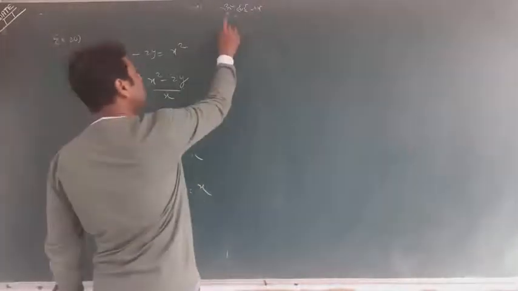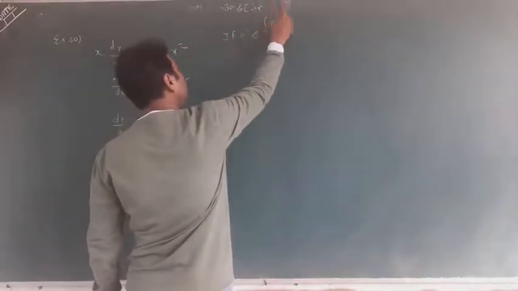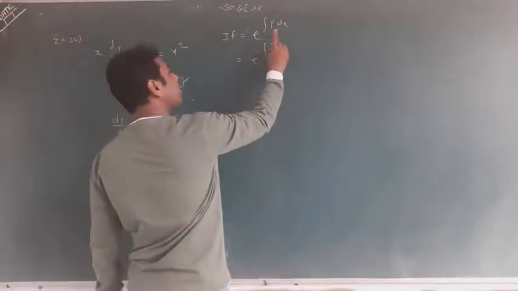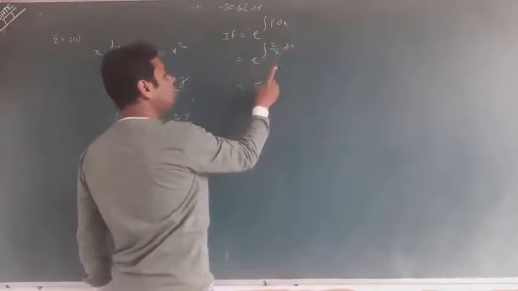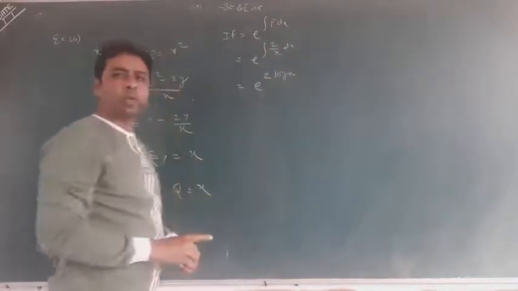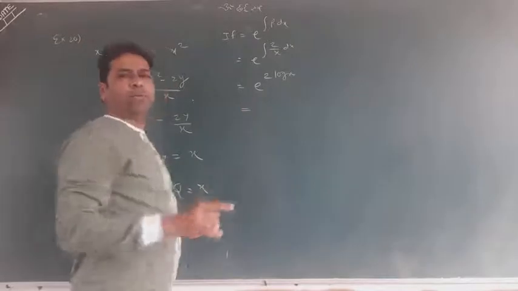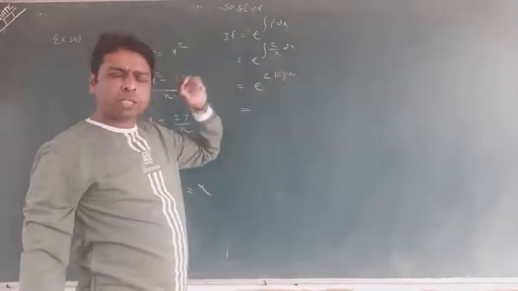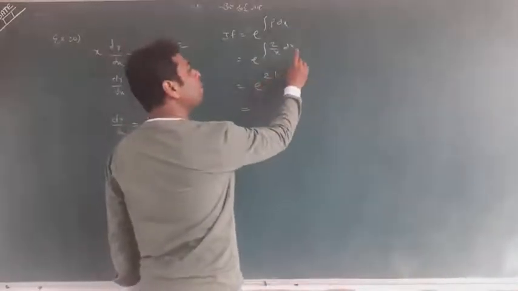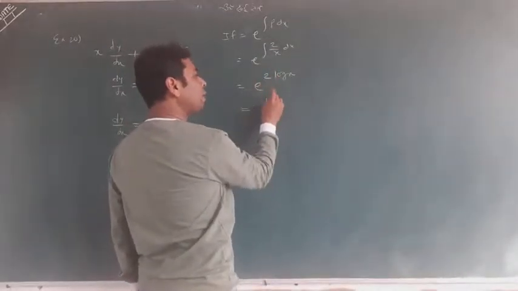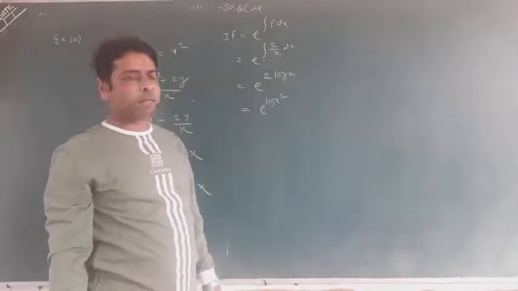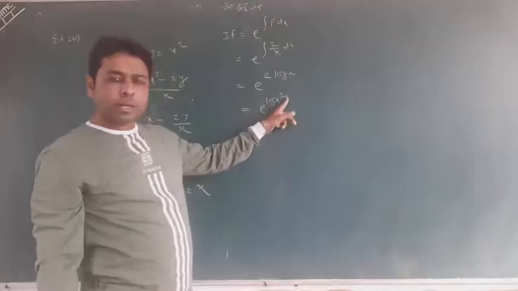So you will first find the IF, which means e to the power integral of p dx. So what is p? 2 by x dx. Now 2 is a constant, and the integration of 1 by x is log x. One can use the mod, but without it is, I think, beneficial, so I'm not using mod here. The 2 will be transferred upside because I have log there, e to the power log x square. You know m log n equals log n to the power m. So it is log x square now.